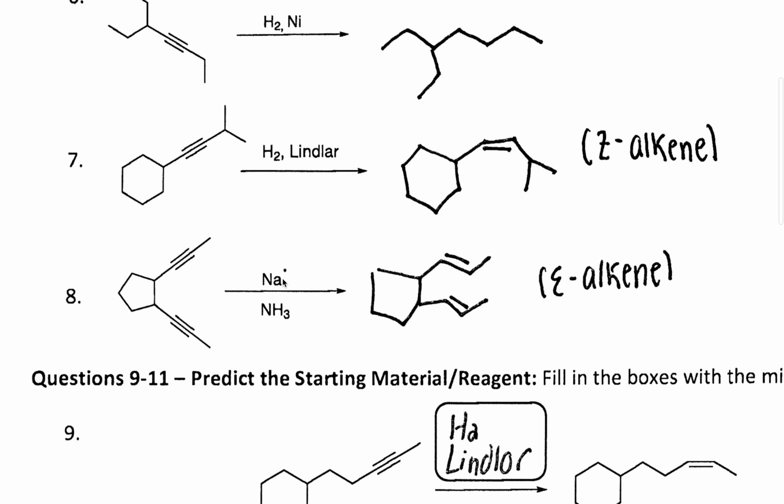For number 8, we have pure sodium dissolved in ammonia. So what happens is that these alkynes are going to convert into E-alkenes. We know it's an E-alkene because if I put that imaginary line through here, I have my highest priority ring over here and that highest priority methyl group over here. They're on the opposite faces, so they are E-alkenes.